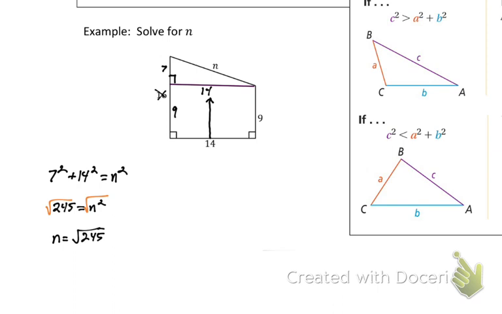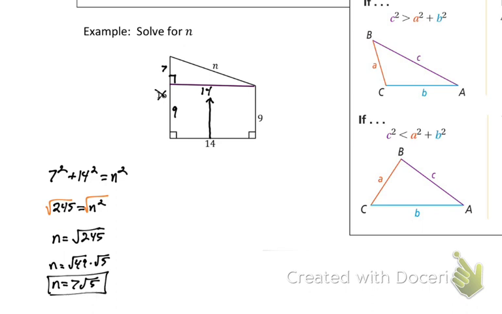So far? 49 goes into it. How many times does 49 go into it? Someone else. Yep, 5 times. So we're going to say n equals the square root of 49 times the square root of 5. N would equal 7 square root of 5.